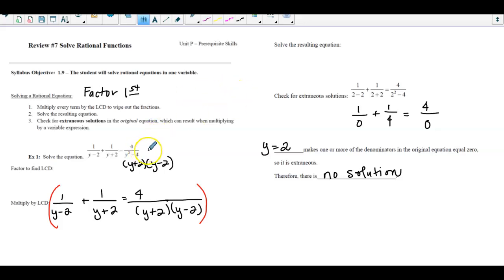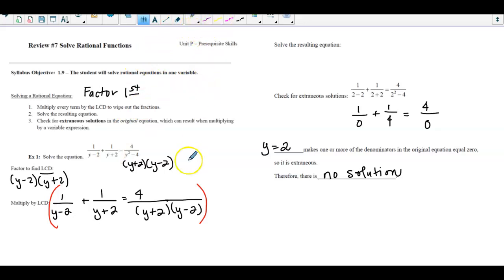Looking at example 1, I factored the denominator. It was a difference of 2 squares. Now I have to figure out what the LCD is, or the least common denominator. To do that, you want all these denominators to cancel. So y minus 2, you're going to need to write it down. Y plus 2, write it down. And then I factored this as y plus 2, y minus 2, but I already have those, so I don't need to write them down again. So my LCD is y subtract 2 times y plus 2.